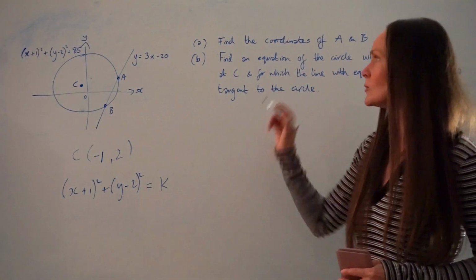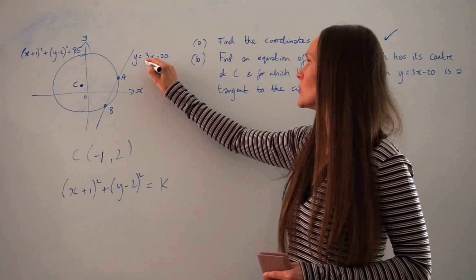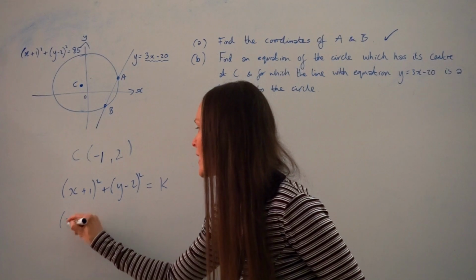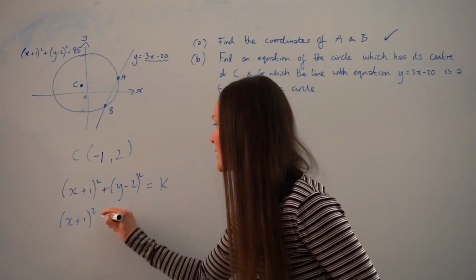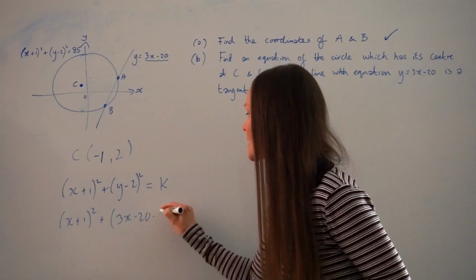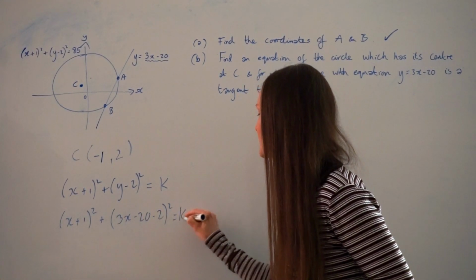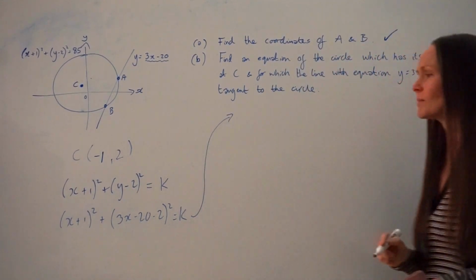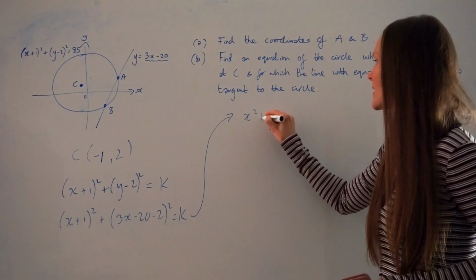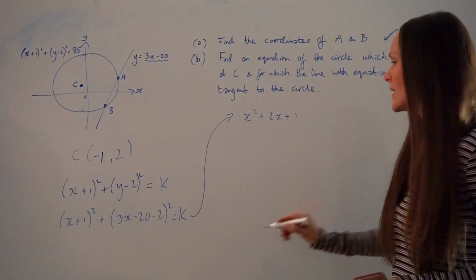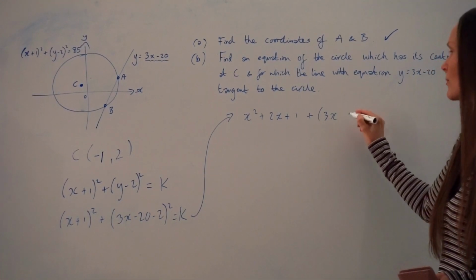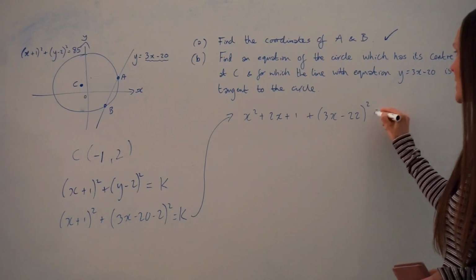So I'm going to, like before, switch my y value to 3x minus 20 in this equation down here, so that I have x plus 1 all squared in this bracket, and then over here it's going to become 3x minus 20, take away 2 all squared equals k. So I'm just going to try and simplify this. I'm going to start by expanding these brackets here. So I have x squared plus 2x plus 1. Here I'm just going to simplify this before I expand. So inside the bracket it should be 3x minus 22 all squared.